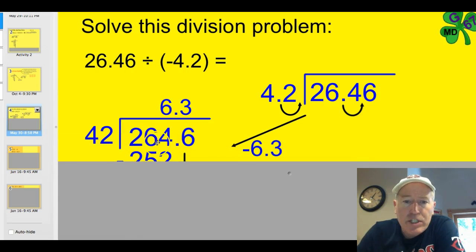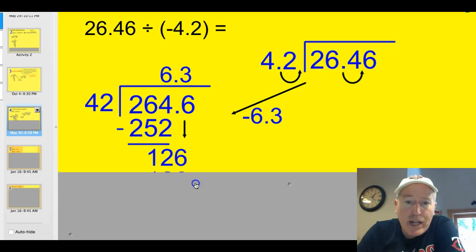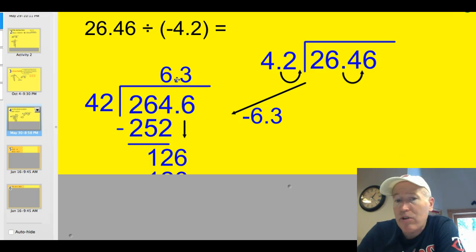I now have 264.6, and I'm dividing it by 42. I can take that 6 times 42, which gives me 252. I can subtract it out. I would have 12 left over. I'm going to bring the 6 down. I have 126. It's going to go in there 3 times. Now here's where the decimal is. That's a 0.6, so that is where I put that decimal up. The decimal in your dividend should be in the exact same spot. Right above it should be the decimal in your answer, or your quotient.